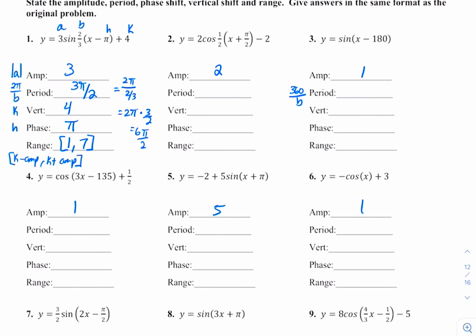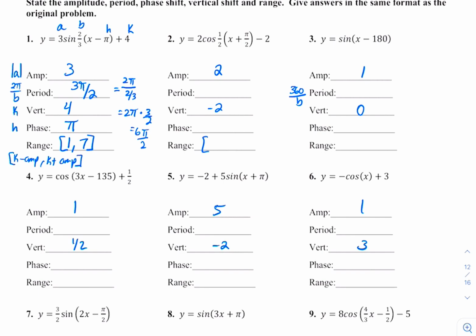All right, so next I'm just going to write all of the vertical shifts. So that's the K value. So this one will be -2, 0, 1/2, -2, and 3. And then once we have our vertical shift and our amplitude, we can find the range next.